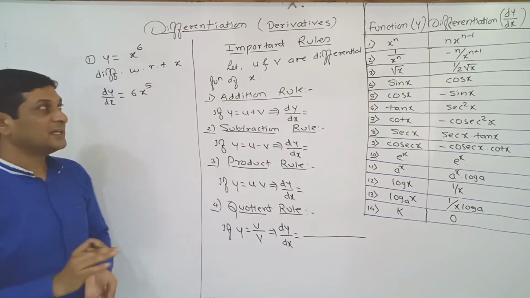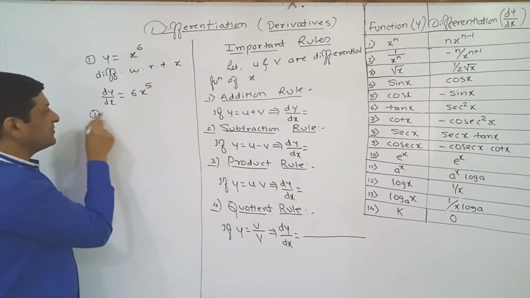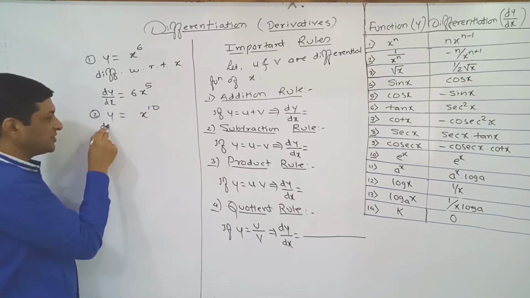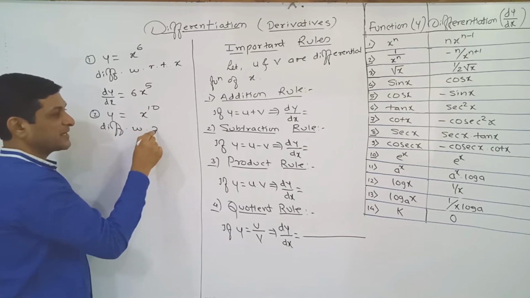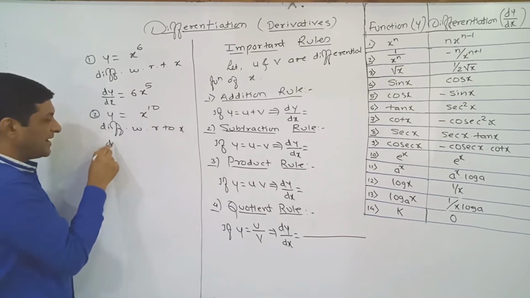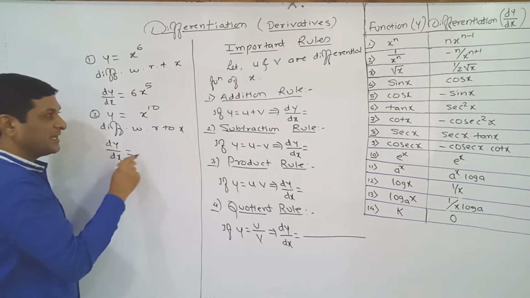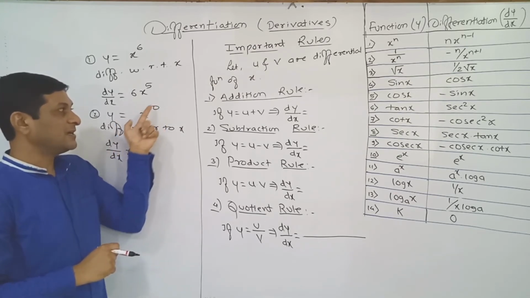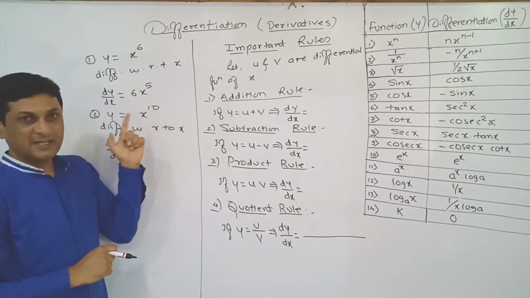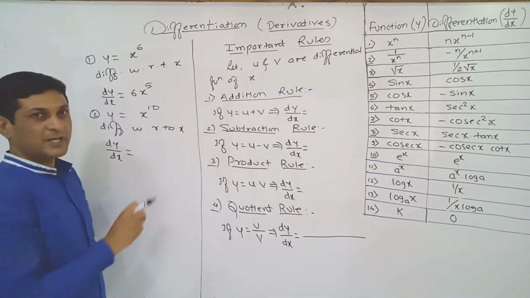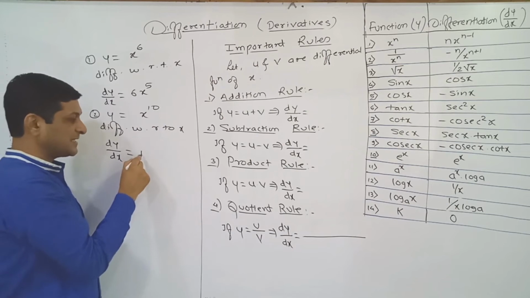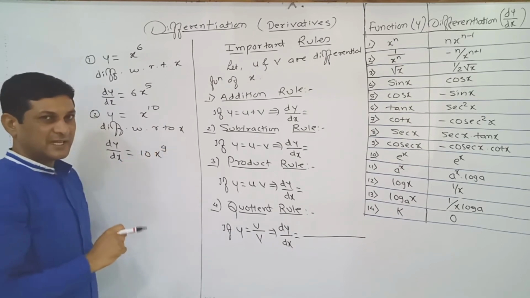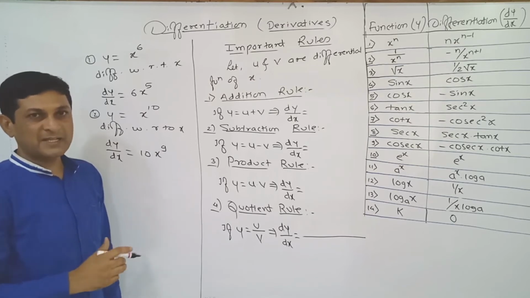In the same way, what will be the derivative of x raised to power 10? Differentiate it with respect to x. So dy upon dx is equal to, again if you observe, the function is in the form of x raised to power n. What is the value of n here? 10. So apply the first formula. According to the first formula, first take this power as a coefficient and decrease the power by 1. So what will the new power be? 9. So how to apply the first formula is clear to you.